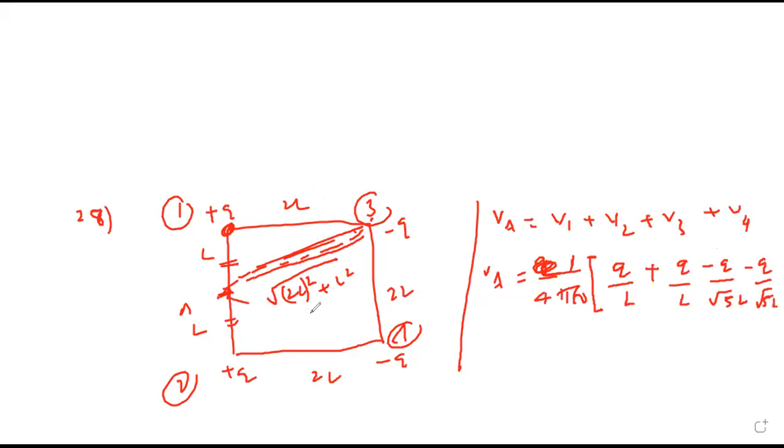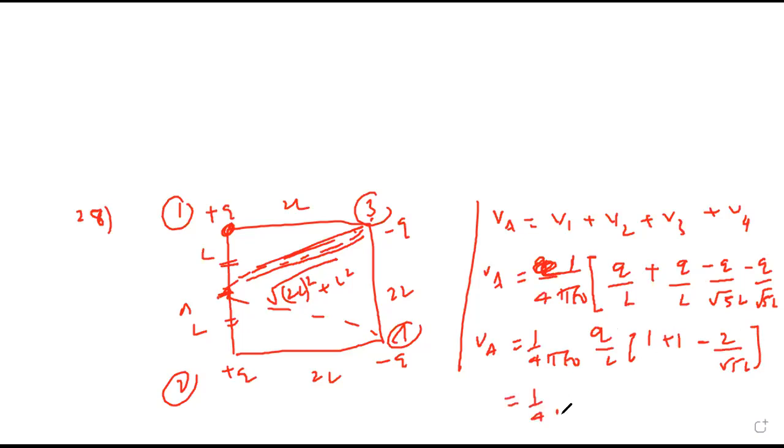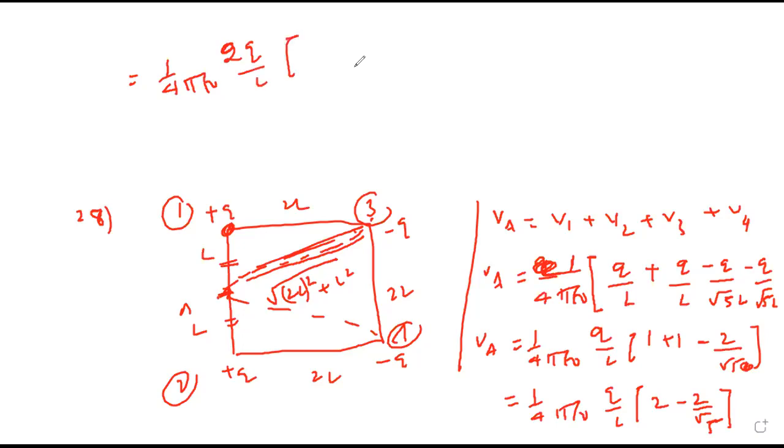I think you got it now. So 1 upon 4 pi epsilon naught we can take common, Q by L. इसका 1 plus 1 minus 2 upon root 5 L. 1 plus 1, 2. So 1 upon 4 pi epsilon naught, Q by L, 2 minus 2 upon root 5. So 1 upon 4 pi epsilon naught, 2Q upon L, inside 1 minus 1 upon root 5. Any doubt now?